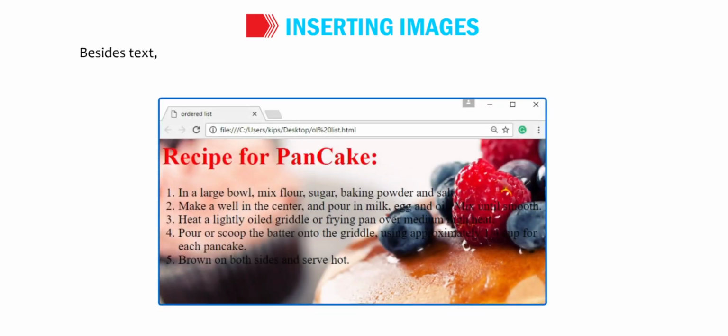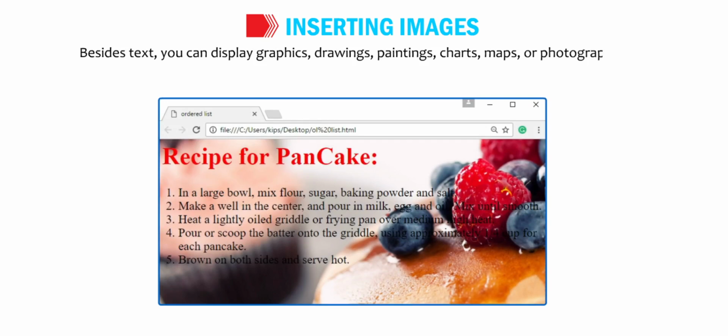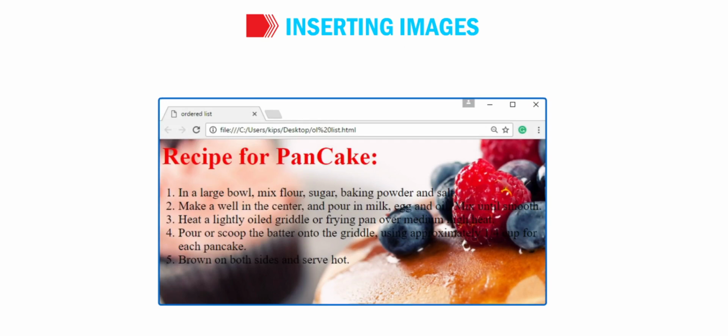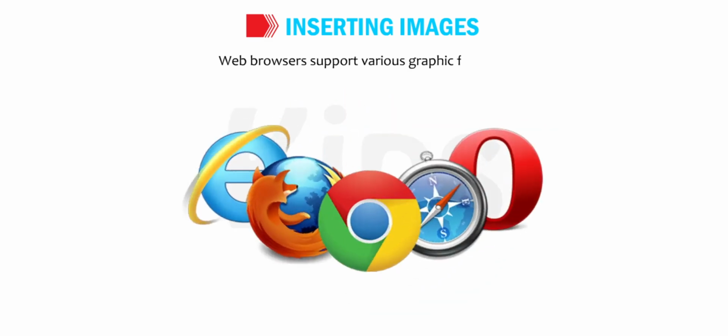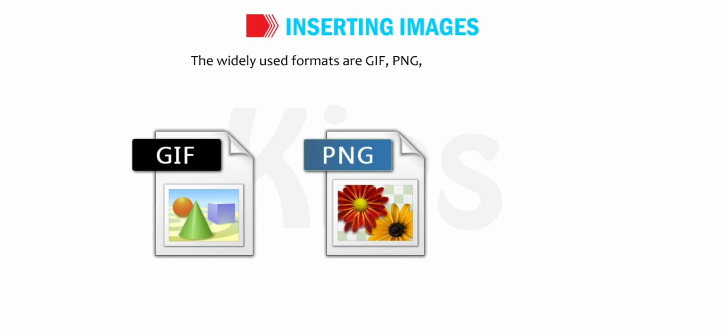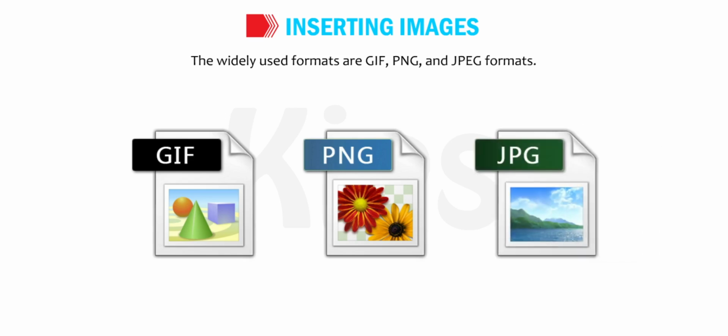Okay, first let us start with inserting images. Besides text, you can display graphics, drawings, paintings, charts, maps or photographs on a web page. These elements make the web page more informative and appealing. Images can be used as a navigational tool to help users browse through the internet. Web browsers support various graphic formats. The widely used formats are GIF, PNG and JPEG formats.